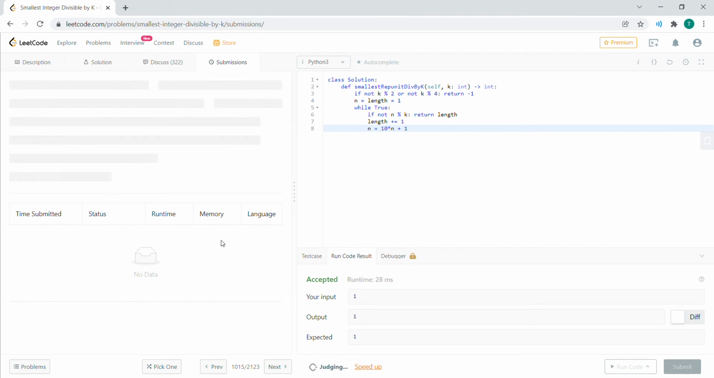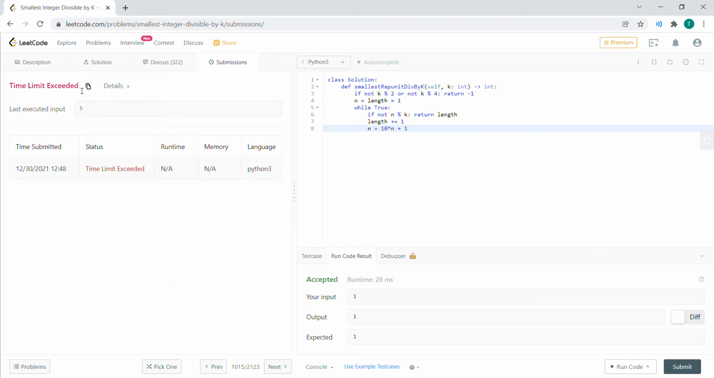Oh wow, that does take a long time. Hope it works. Oh no. All right, let's try to optimize this a bit. Oh, what the? That's supposed to be a 5. All right.